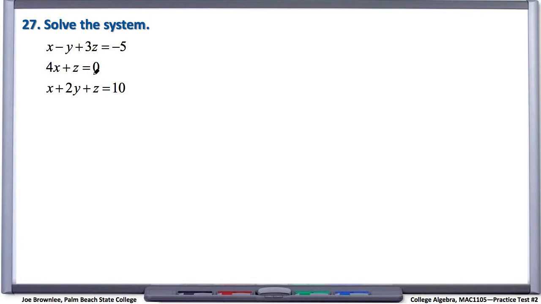All right, notice that in this particular problem, the second equation here has no y. And so that's going to make our job a little easier. And the way that it'll make our job easier is we can go to the first equation and the third equation, and using these two equations, x minus y plus 3z equals negative 5, and x plus 2y plus z equals 10, we're going to eliminate the y variable from these two equations.